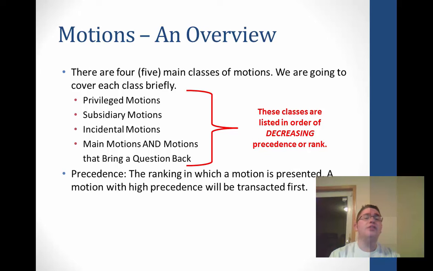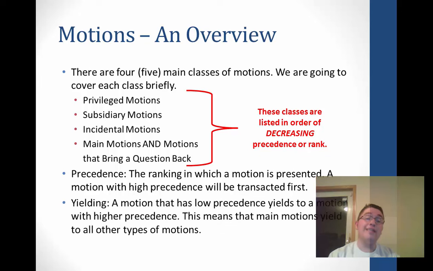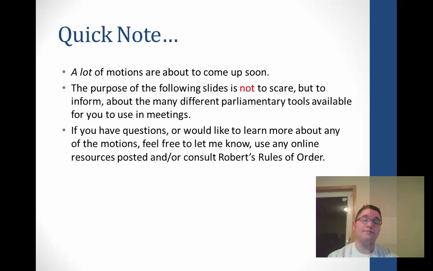Precedence is the ranking in which a motion is presented. A motion with high precedence will be transacted first. Those will be your privilege motions and your subsidiary motions. Those with low precedence will be your main motions and motions that bring a question back again before the assembly. Yielding: a motion that has low precedence yields to a motion with higher precedence. This means that main motions yield to all other types of motions.